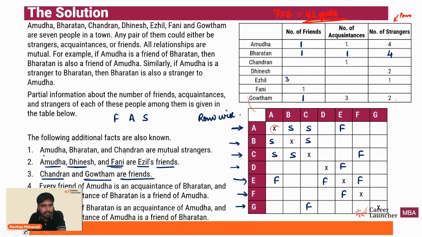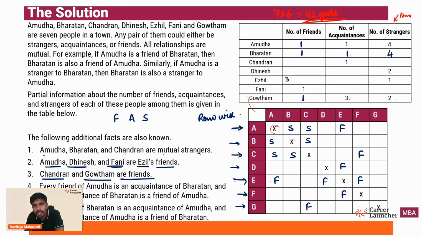See, G has only one friend. G over here has only one friend. E over here has 3 friends. That is something that we have already put into the table. Now we don't know how many friends F has or how many strangers F has, but F also has exactly one friend, which is given.